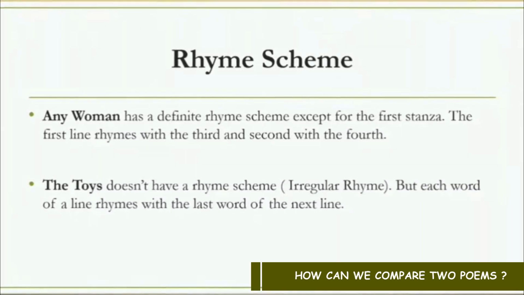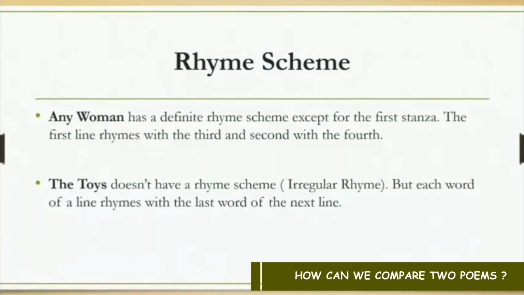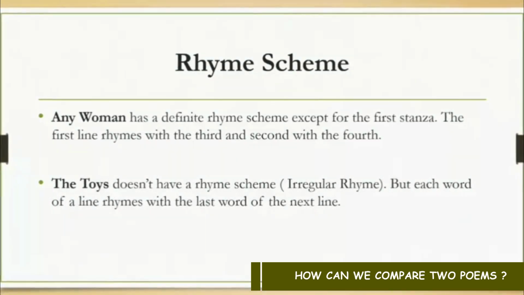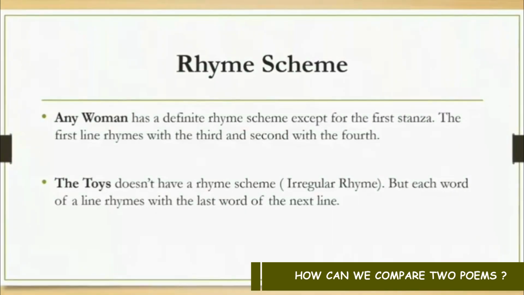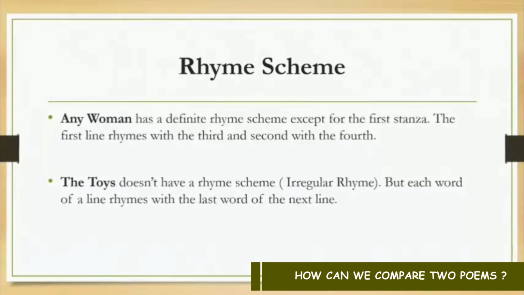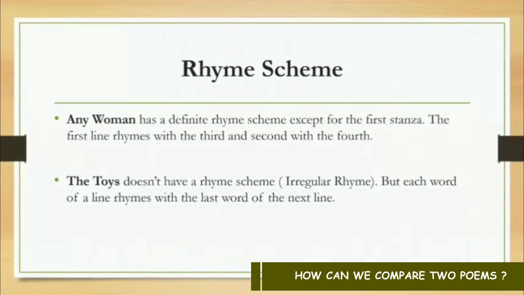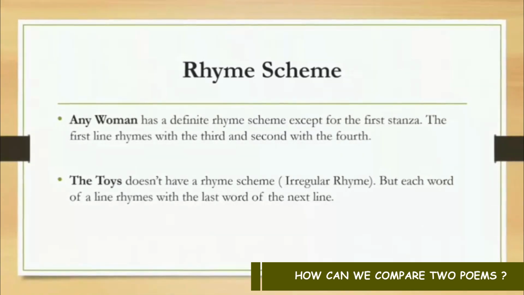Poem Any Woman has a definite rhyme scheme except for the first stanza. The first line rhymes with the third and the second with the fourth. The Toys doesn't have a rhyme scheme. But each word of a line rhymes with the last word of the next line.